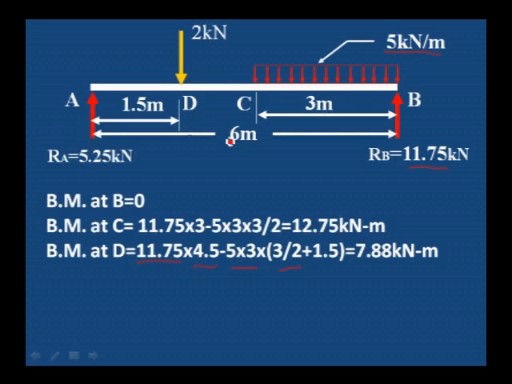You can observe here 6 minus 3 gives 3 meter, minus 1.5, we will get the distance between D and C as 1.5. 1.5 plus half of the distance, 3 divided by 2, that is the value for the distance from D to the center point, that is 1.5 plus 1.5, 3 meter, 3 into 15. Okay, this is the moment about D, 7.88 kilonewton meter.